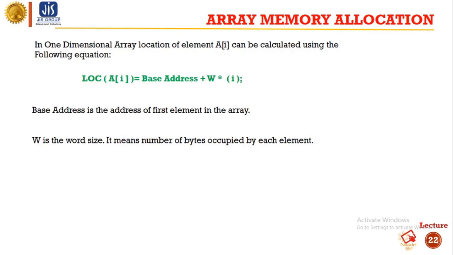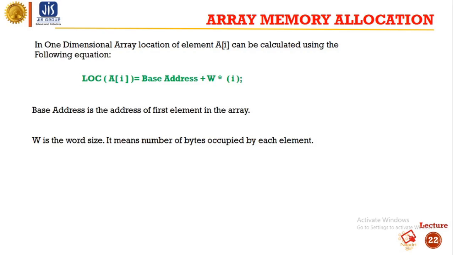That depends on the size of the data type. Suppose it is an array of integers. It will take 4 bytes each or 2 bytes each; it depends on the compiler. Most compilers take 2 bytes for storing integer elements. So w is the word size.